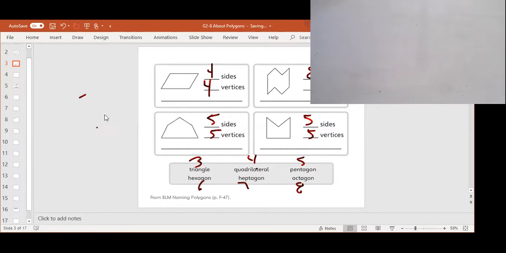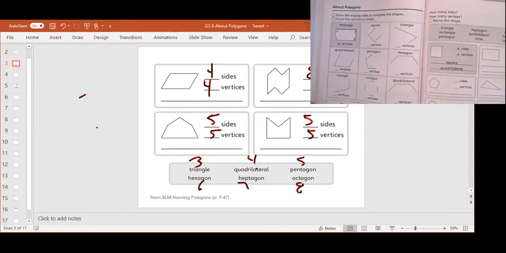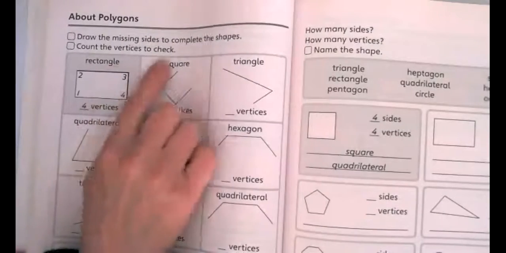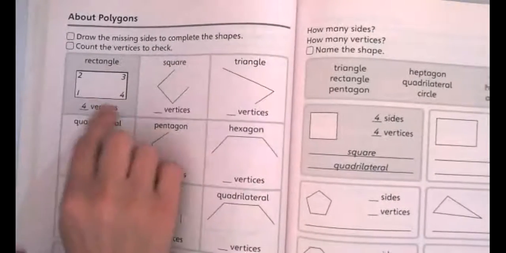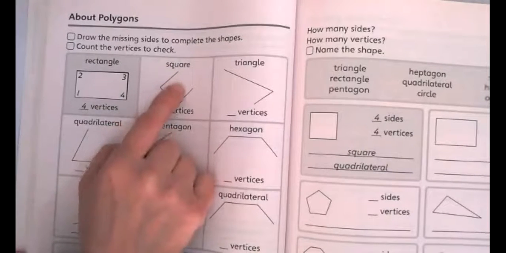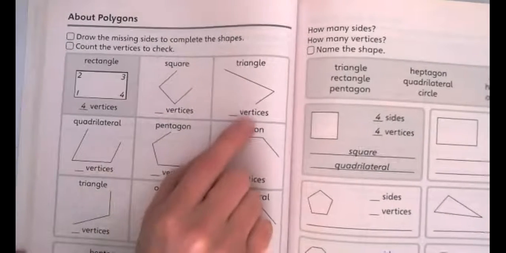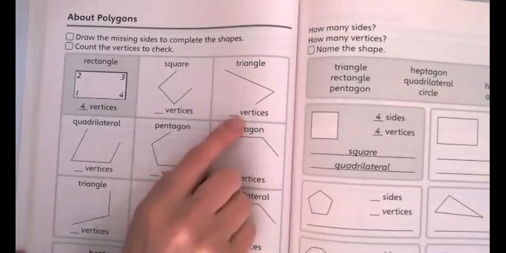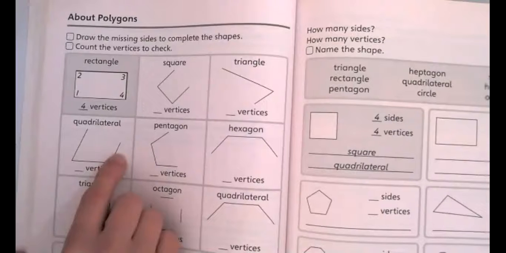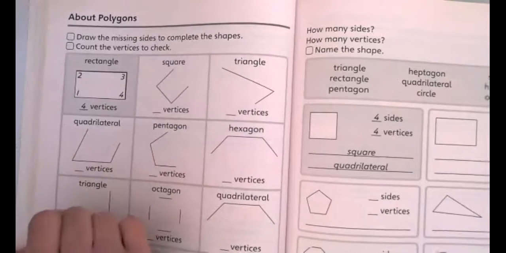So in your book, here, it says to draw the missing sides to complete the shapes. So they give you part of the shape. You're going to be making a square. You have to draw the missing side and then answer how many vertices. Making a triangle, how many vertices? A quadrilateral. So you're just joining the lines. It's good to use a ruler for this.